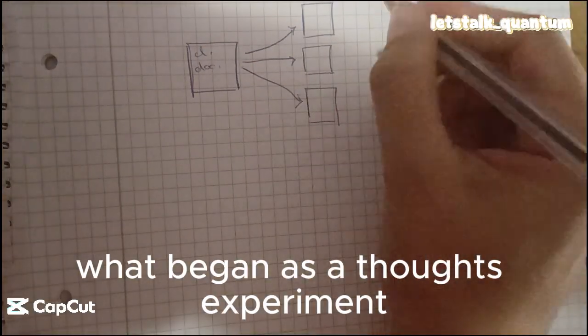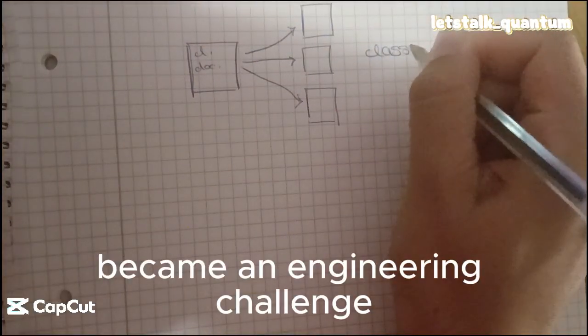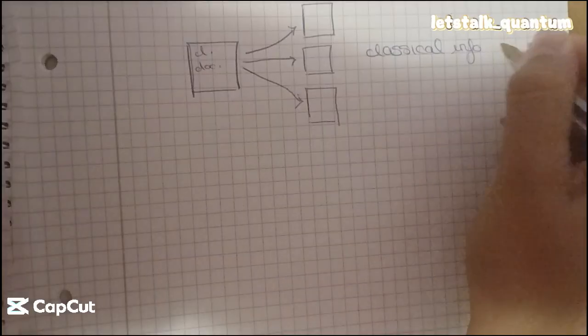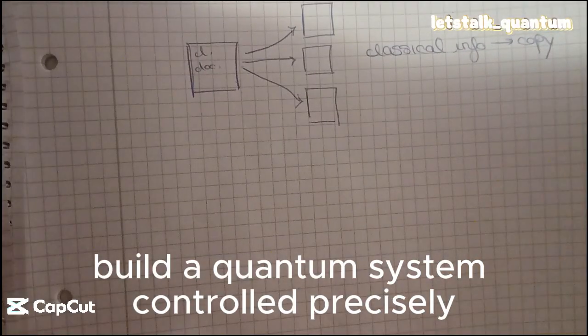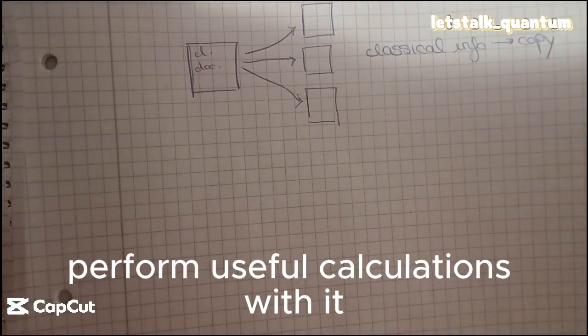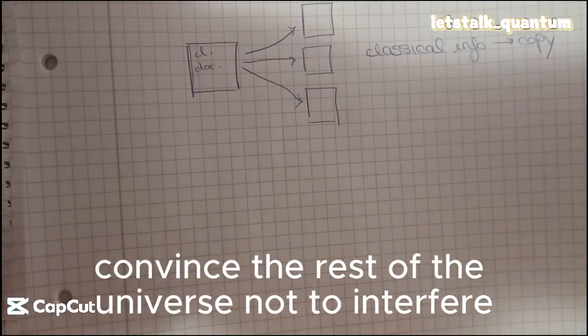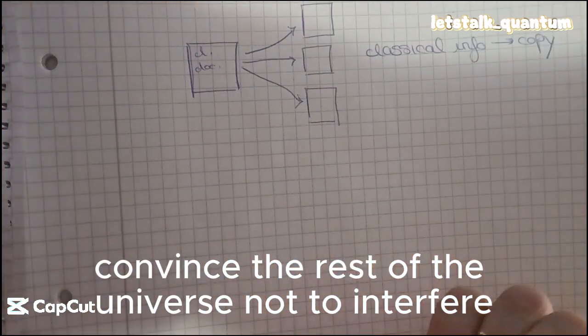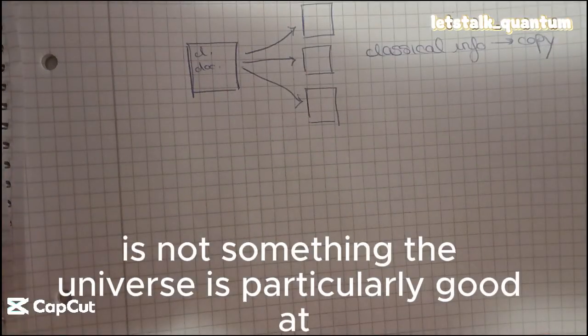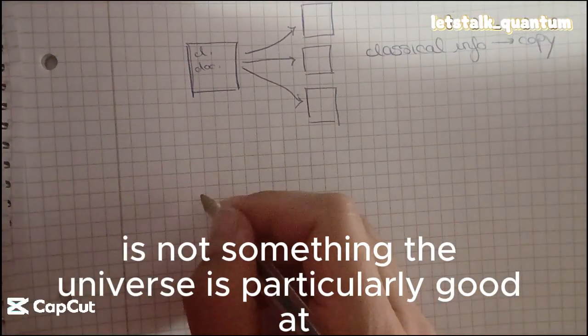What began as a thought experiment became an engineering challenge. Build a quantum system, control it precisely, perform useful calculations with it, and somehow convince the rest of the universe not to interfere, which unfortunately is not something the universe is particularly good at.